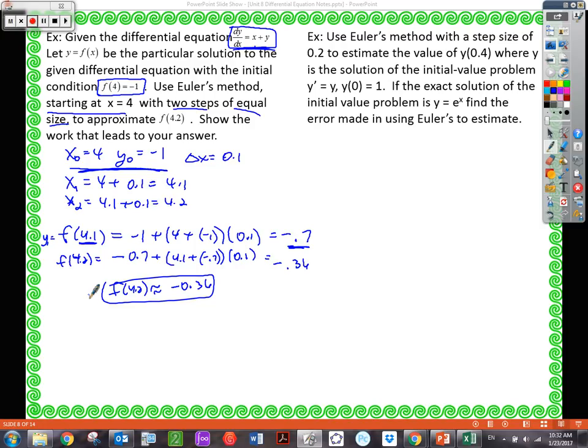Okay, how's our very first Euler's method? That's my step size.